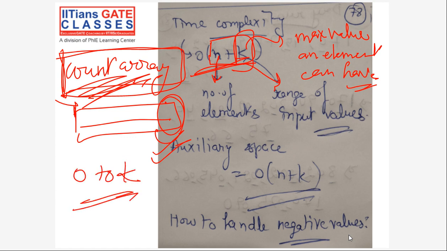Now what if I have negative elements in the array? How to apply counting sort in that case? What modifications are required to apply counting sort? Please think about it and tell me.